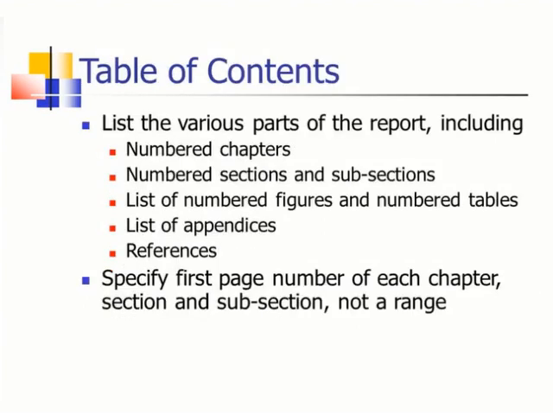Table of contents. List the various parts of the report, including numbered chapters, numbered sections and subsections. List of numbered figures and numbered tables. List of appendices. References. Specify the first page number of each chapter, section and subsection, not a range.